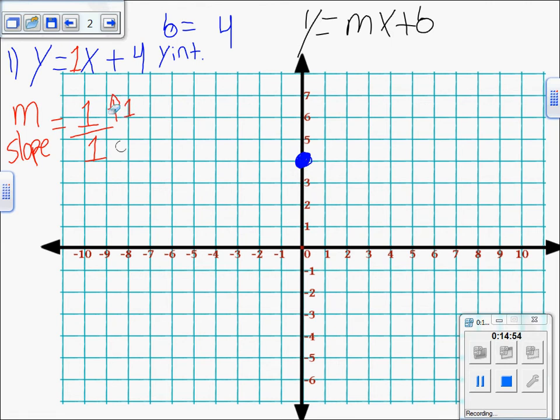The bottom number will generally be positive. If we have a negative, we're just going to associate it with the top number. The bottom number is 1, so that means we're going to go to the right 1. It's always to the right, it's never to the left. And if this had been negative, this would have been down 1.